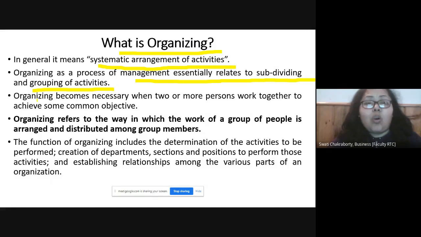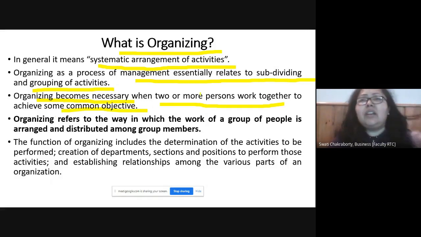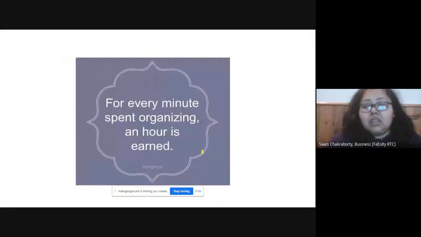Now, organizing is necessary when you have two or more people working together to achieve a common objective. It needs to be organized. If there is one person, the person can work by himself or herself, but when there are more people, it needs to be planned out and organized in a proper way. For every minute spent organizing, an hour is earned.